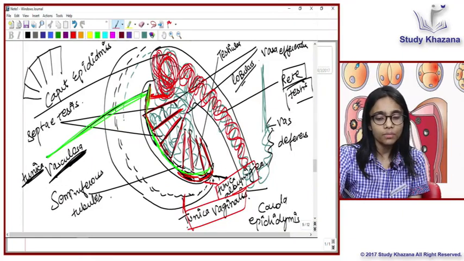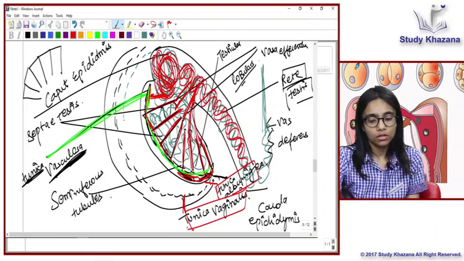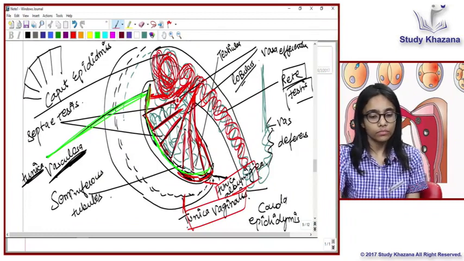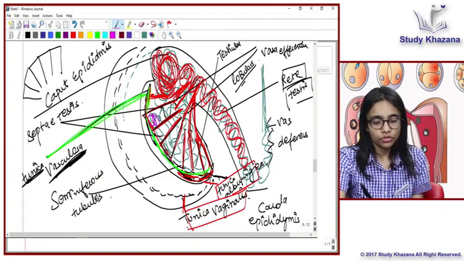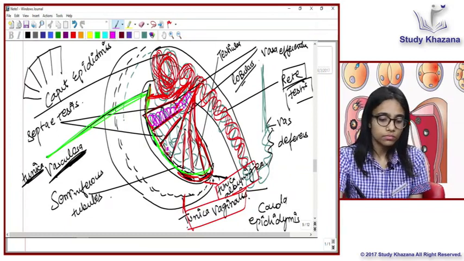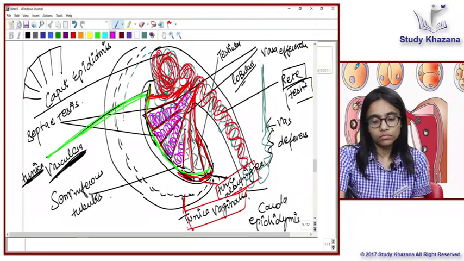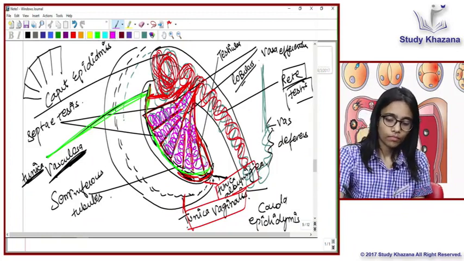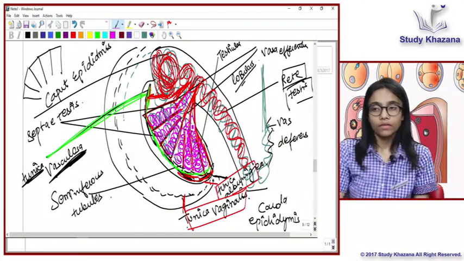Then you have these extremely coiled structures attaching to this. Then you have these extremely coiled structures with you. Right?